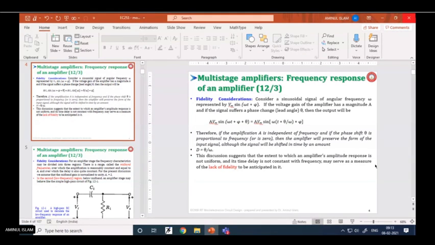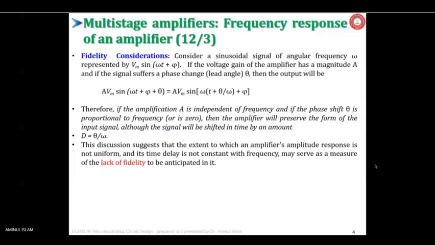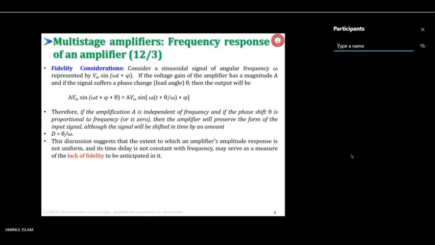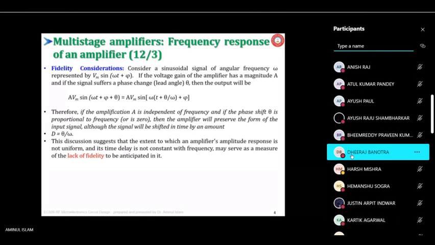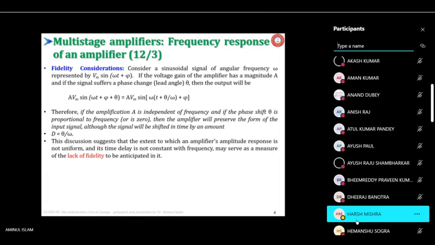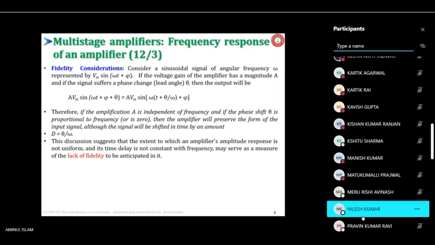A Vm sine omega within parenthesis t plus theta by omega, plus phi. Let me make it clear. So therefore, if the amplification A is independent of frequency and if the phase shift theta is proportional to frequency or zero, then the amplifier will preserve the form of the input signal, although the signal will be shifted in time by an amount d equals theta by omega.